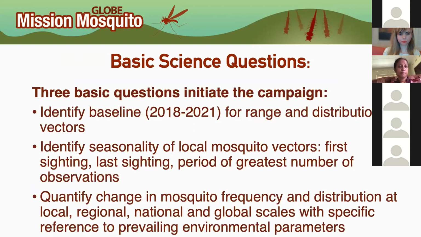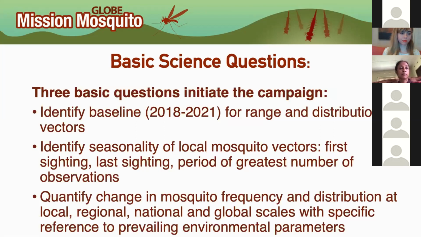These are the questions we're hoping to answer. We want to identify the baseline for the range and distribution of those vector mosquitoes that I was talking about. We'd like to get a better understanding of the seasonality of the mosquito vectors. So when do you first see them? When are you last seeing them? When are you having your period of the greatest observations? And that will help us to better understand where and when these different types of mosquitoes are appearing.